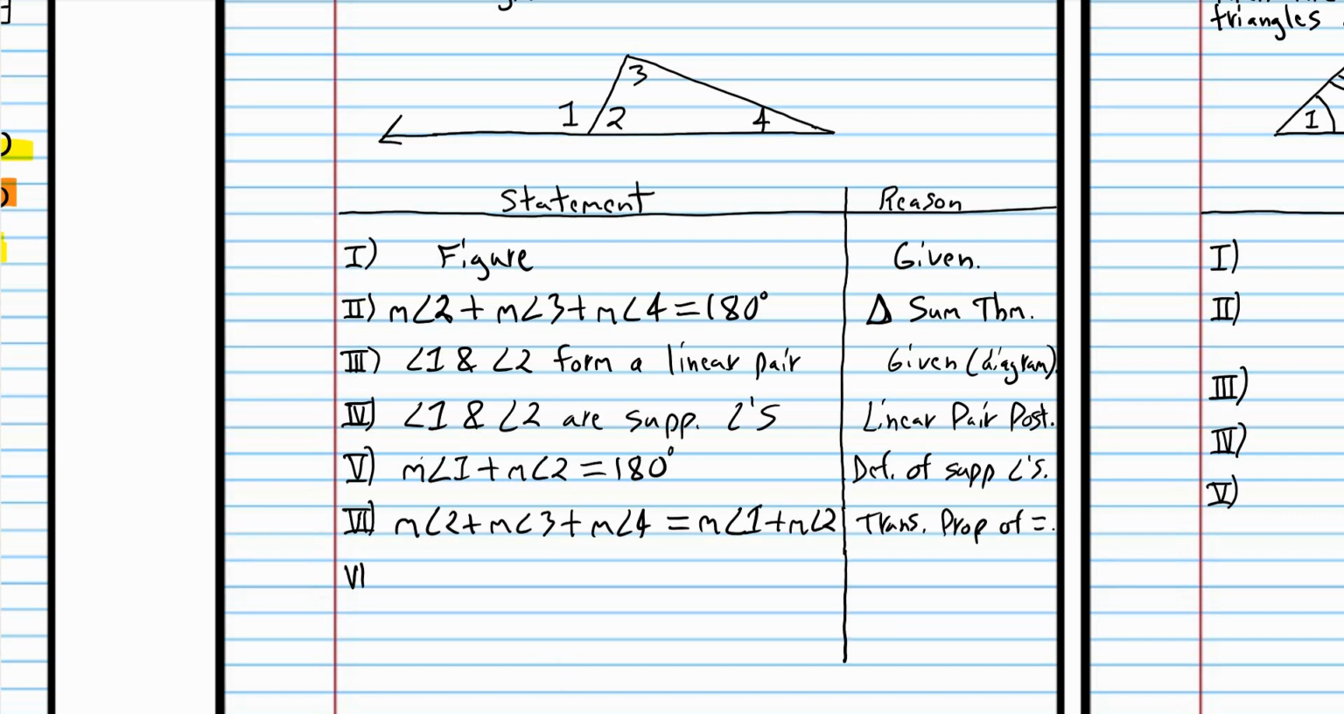So now you can probably see where we're going with this. We're going to subtract angle 2 from both sides of the equation, and we end up with the measure of angle 3 plus the measure of angle 4 is equal to the measure of angle 1, which is exactly what we're trying to prove, and that's the subtraction property of equality.